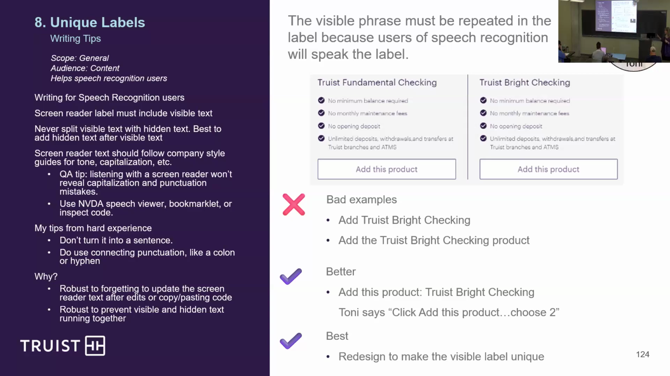Now, I also had people try and turn it into a nice sentence. So "add this product for Truist Fundamental Checking." And where it came into play now was like, "apply now for a Truist checking account." And then on a different page, we had learn more buttons, and I had a developer copy the code and forget to update the screen reader text. So then we had "learn more for Truist checking" when it should have been "learn more about Truist checking." And I just find it easier to use a colon or a dash or something like that.